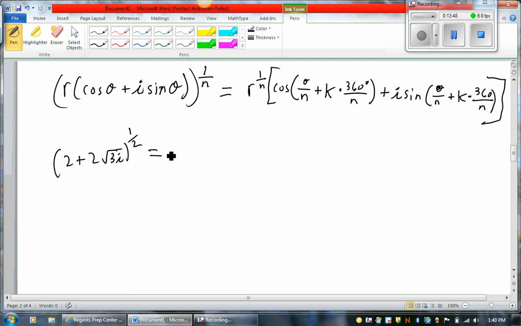Okay, so we're going to rewrite this using the formula. We have not done this in class, but I'm going to go ahead and just do this in the interest of time. Instead of writing this, we're going to write it in trigonometric notation. It's going to be 4 times the cosine of 60 degrees plus i times the sine of 60 degrees. Okay, written in trigonometric notation.